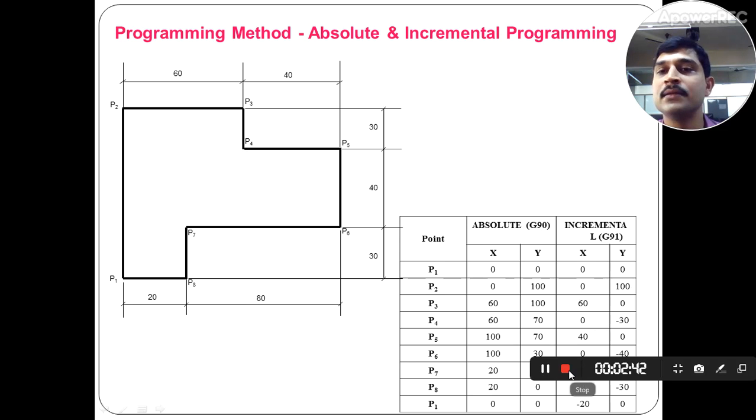So with this I am going to end the concepts of incremental and absolute programming, which is used in CNC milling.